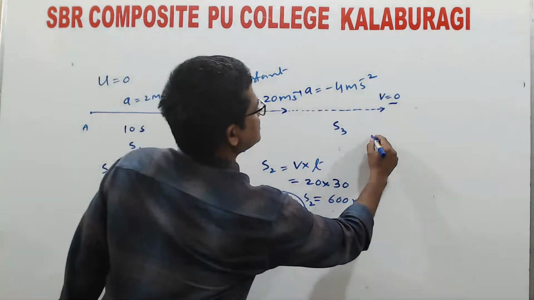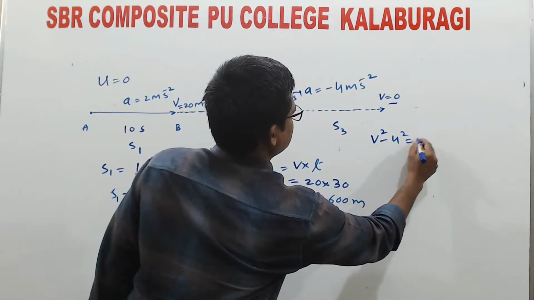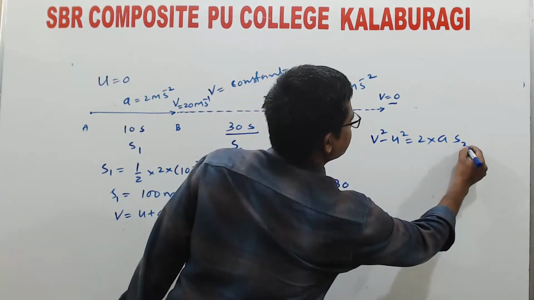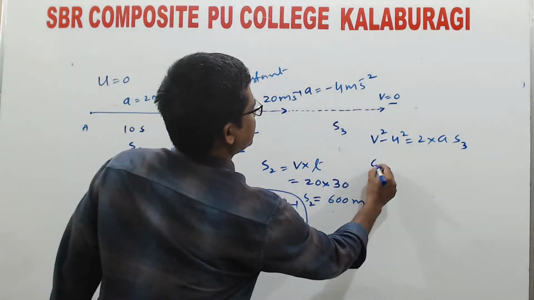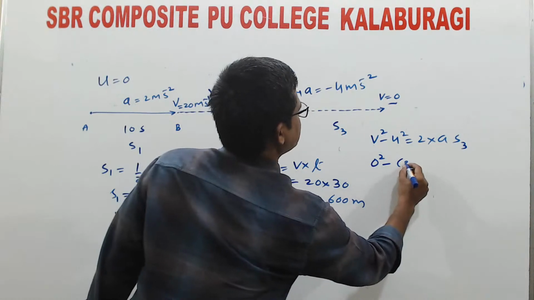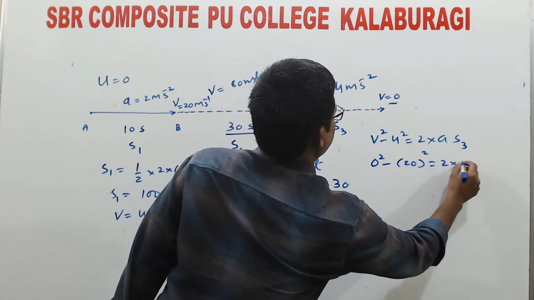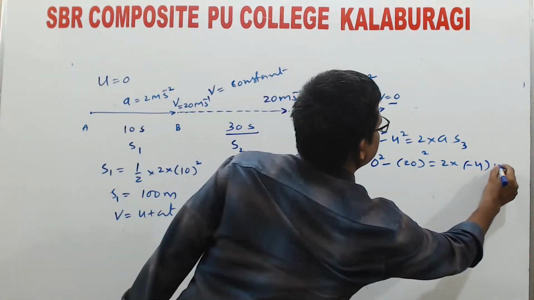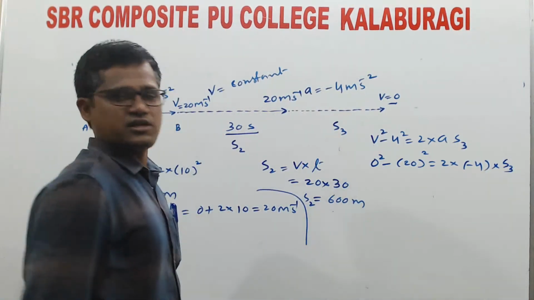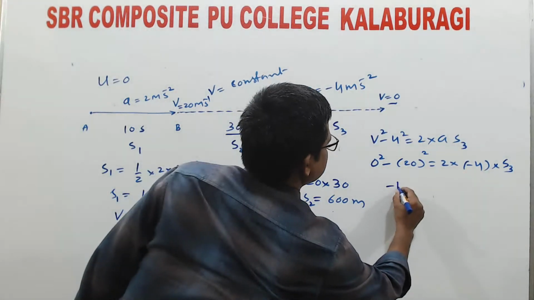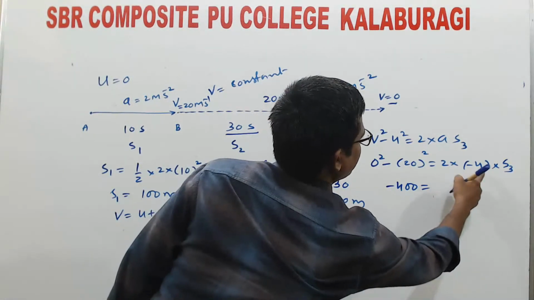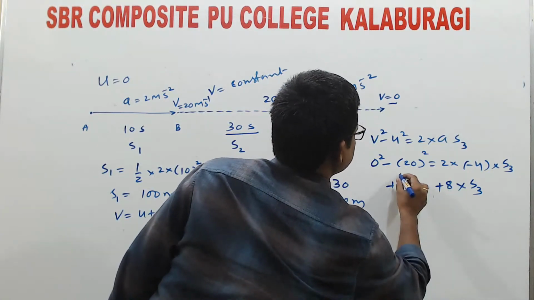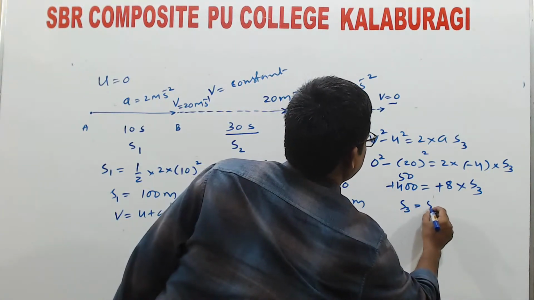A we know. Can I use this equation here? V square minus U square equals 2AS. Here S, which distance is it? S3. What is the final velocity? 0 square. Initial is what? 20 square. 2, and here deceleration is given, minus 4. Find out S3. Therefore, now here, minus 400 equals minus 8 into S3. Minus cancels. So what is S3 here? 50 meters.